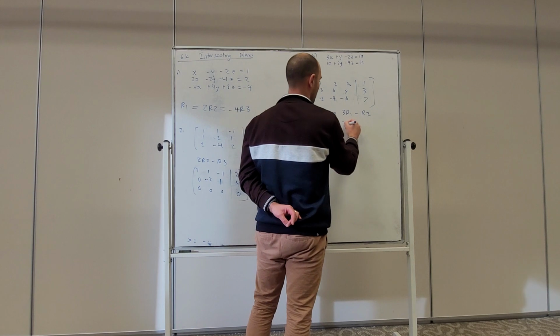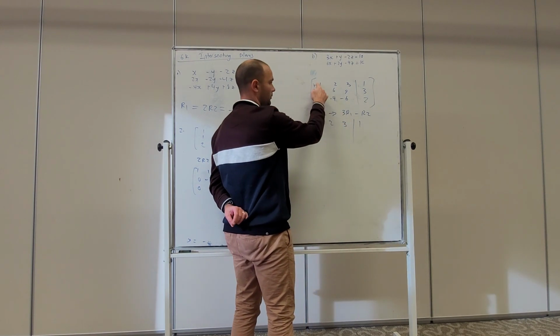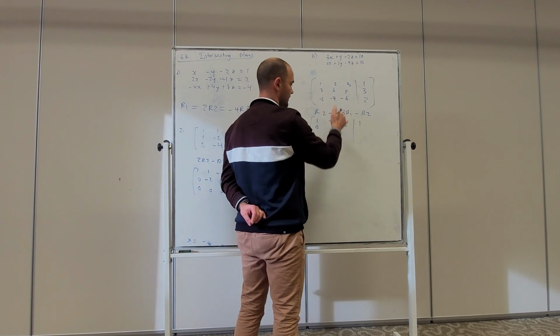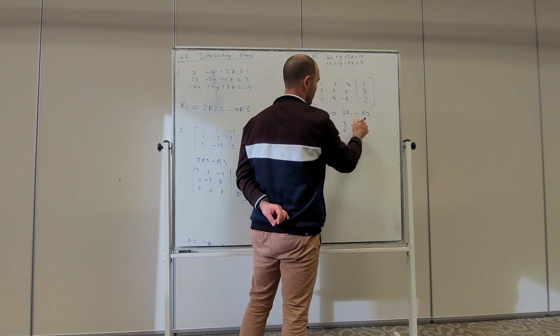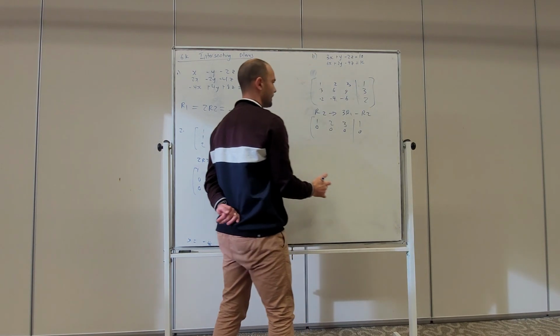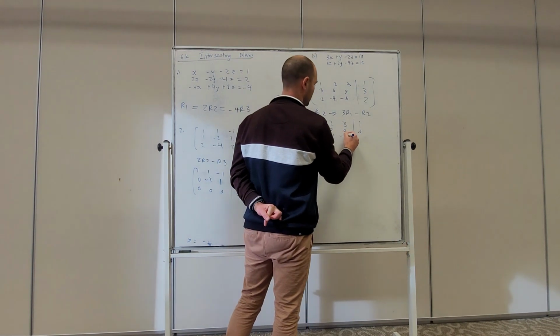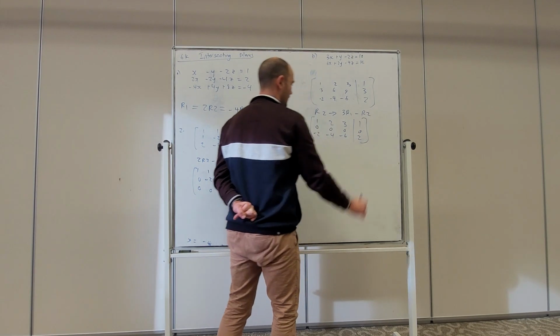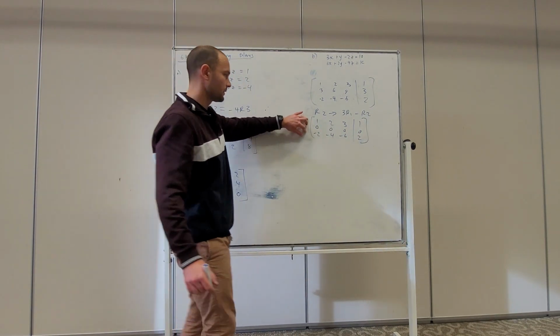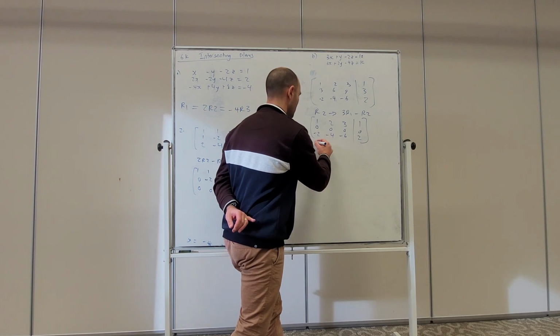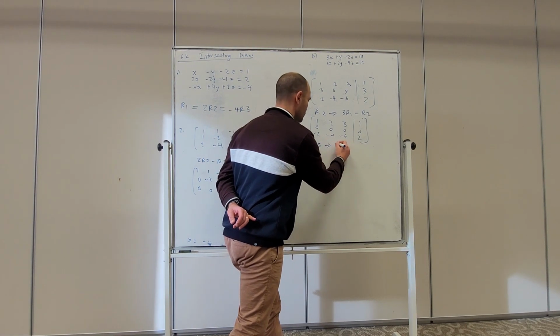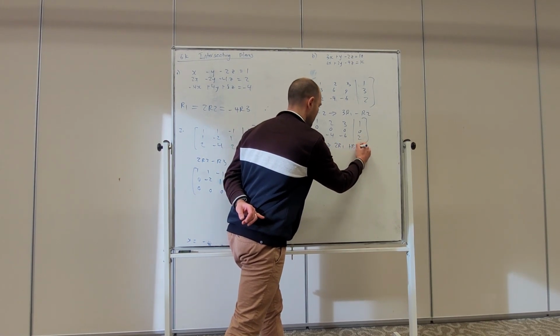1, 2, 3, 1. So 3 take 3, 0. 6 take 6, 0. 0, 0. This one stays the same. And if we try to break this one down, let's replace row 3 with 2 lots of row 1 plus row 3.